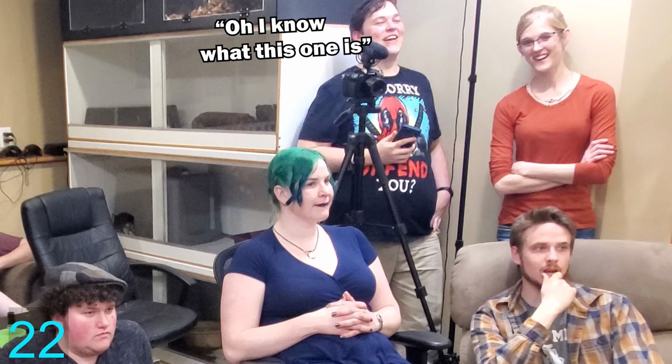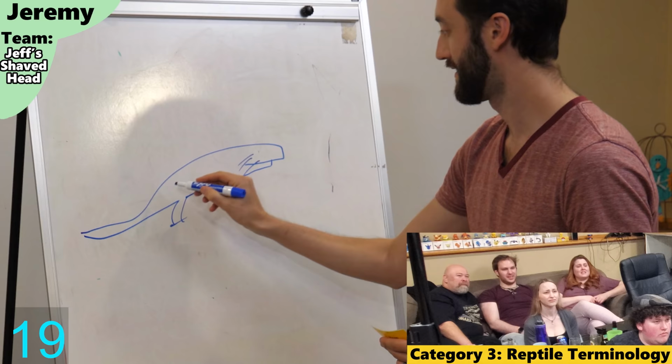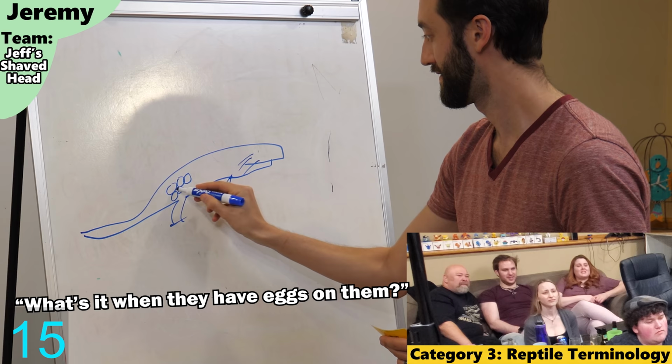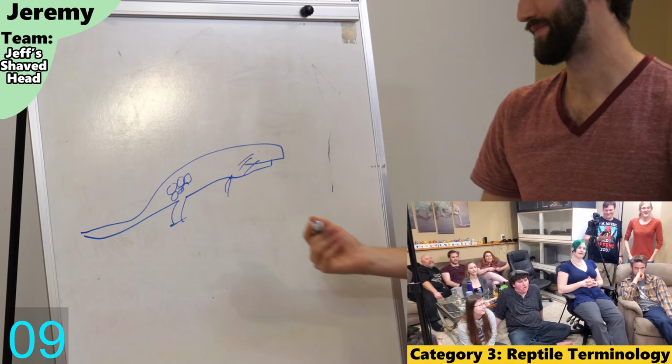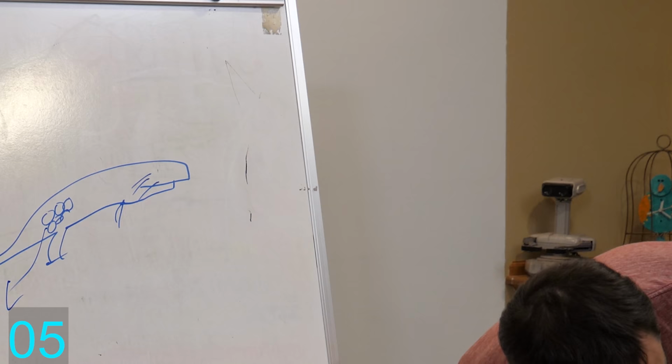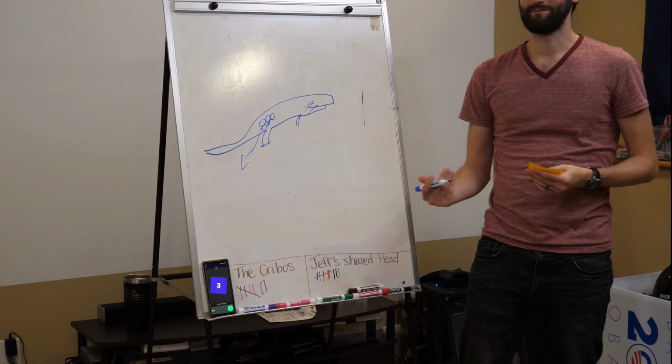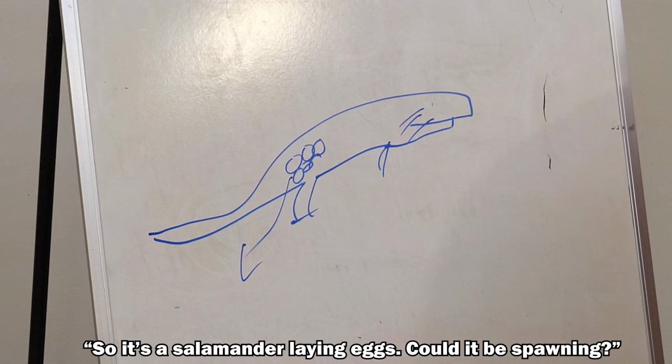Oh, I know what this is. Metamorphosis. What's it when they have eggs on them? Gravid. Some sort of salamander. Oh, obviously, it's gravid. Lay eggs. Giving birth. Spermatophore. Stop. Okay. It's egg laying. It's oviparous. Could it be anything else? It's too specific. So this is salamander specific. Laying eggs. Could it be spawning?